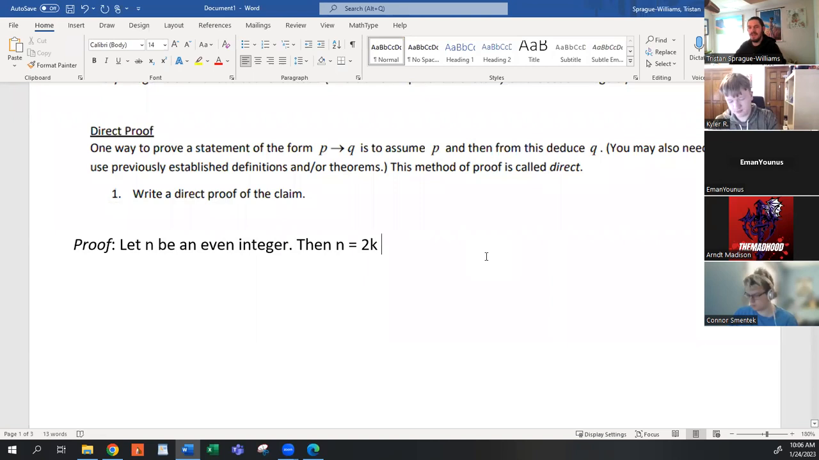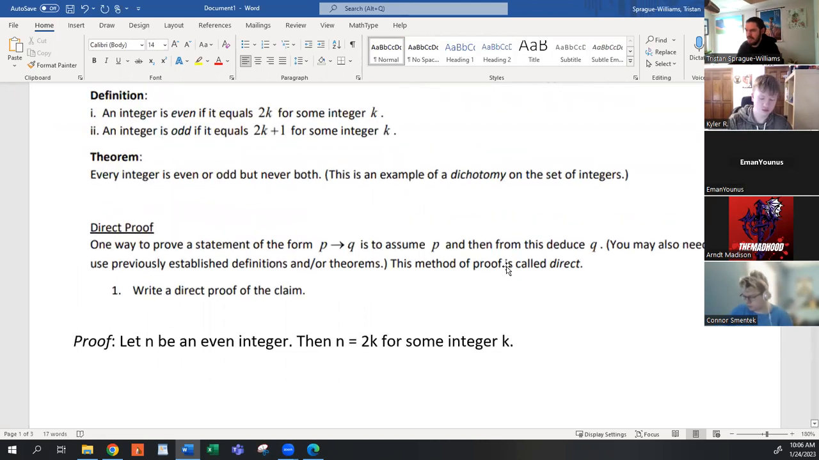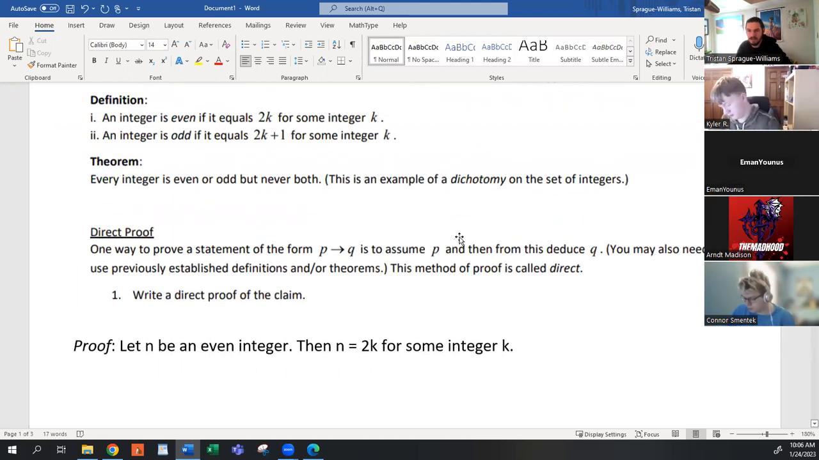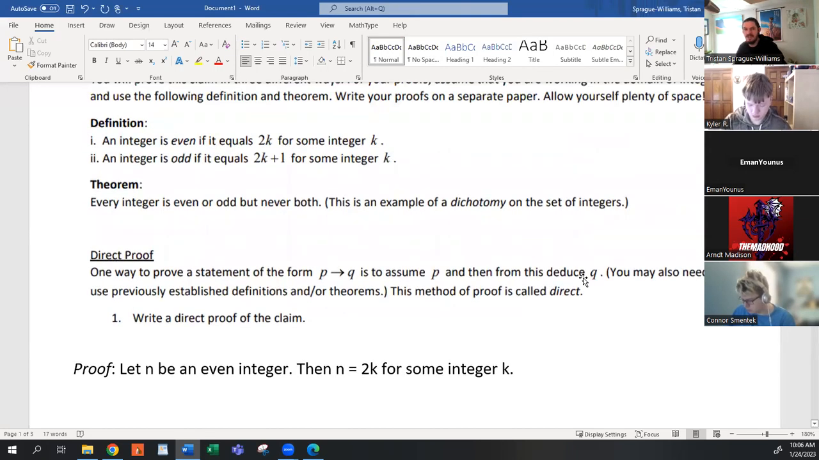Let n be an even integer. Then n equals 2k for some integer k. So the definition of an even integer is basically that it's 2 times something else. Another way to think about this is that it's an even integer if it's divisible by 2, which means that when you divide it by 2, what's left is still an integer, right? So those are all the same as saying it's 2 times something else, right?